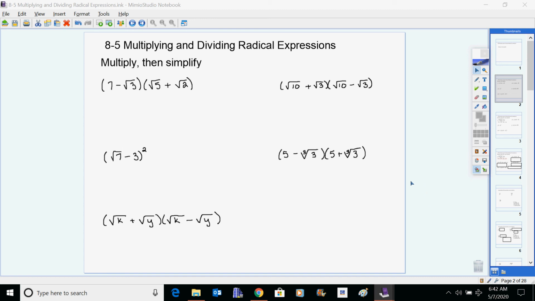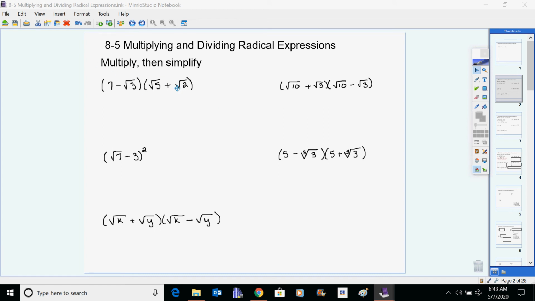Let's get started on our discussion of multiplying and dividing radical expressions. Remember, a radical is really just this symbol that we're used to seeing as a square root, but sometimes the indices can change, so we'll take a look at all of these things.